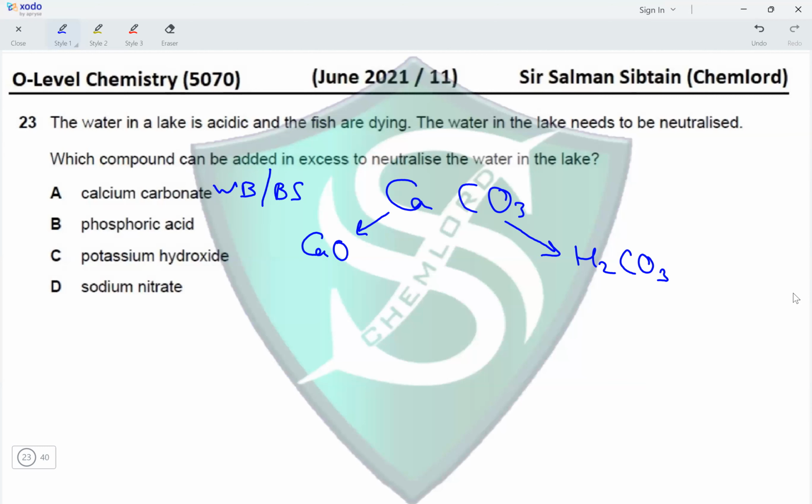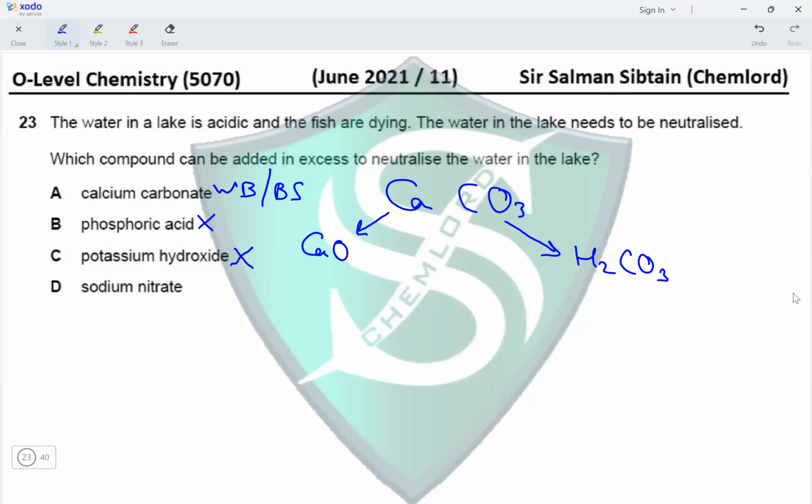So the strong nature is that of the base, so that strong nature will dominate the salt. In this way, phosphoric acid is a strong acid. We do not add strong acid. This will have no effect on the acid already present. Potassium hydroxide is a strong base. This will react very violently with the acid present and it will destroy aquatic life.